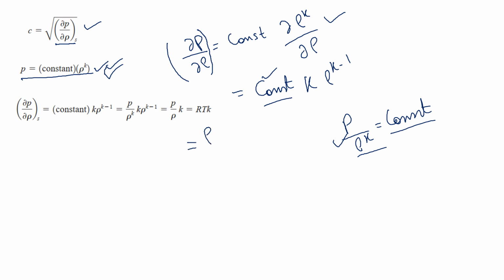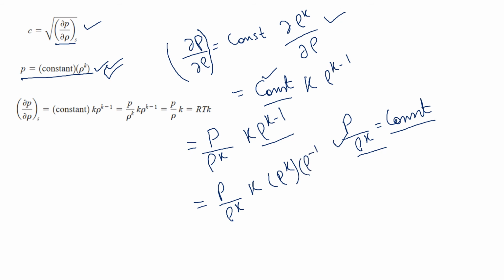So this can be further simplified, and we can write p over rho to the power k into k, and we can write this in terms of multiplication, rho to the power k and rho to the power minus 1. We can write rho to the power k minus 1 like this too, by having a multiply sign. So rho to the power k and rho to the power k cancel. This rho to the power minus 1 can be written as p over rho multiplied by k.